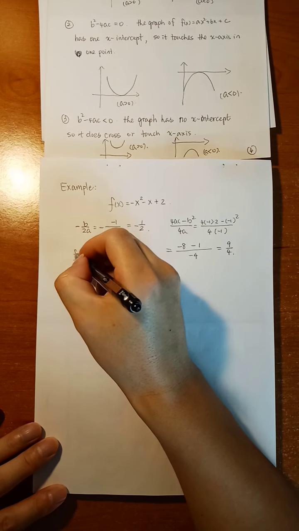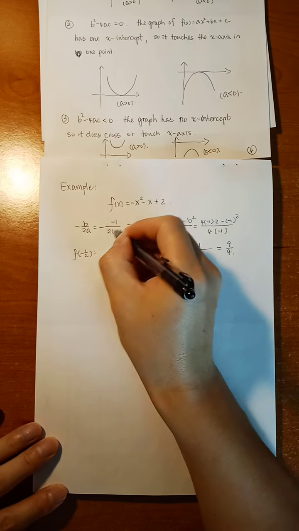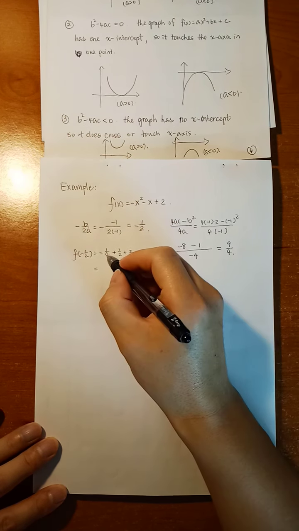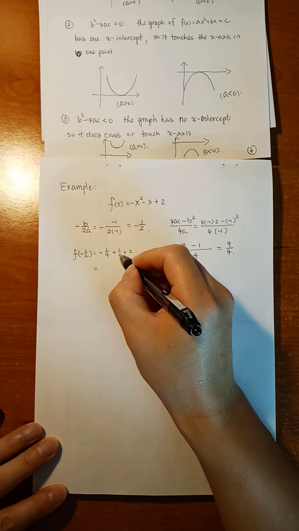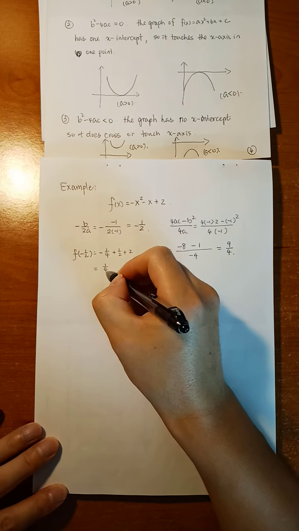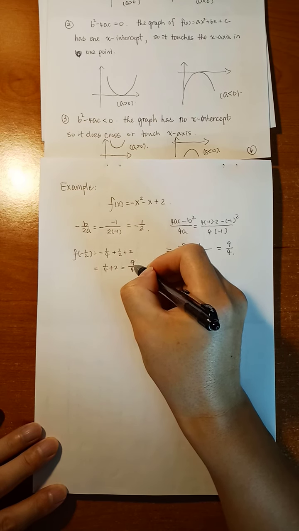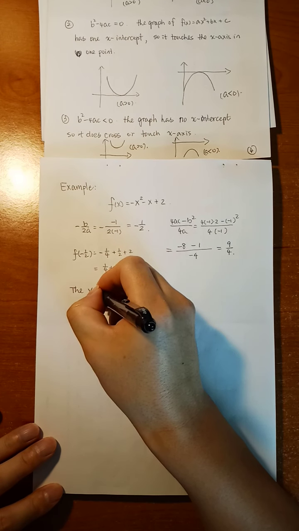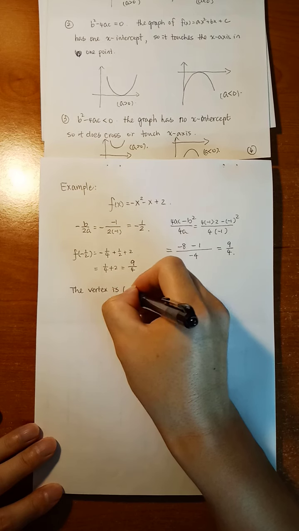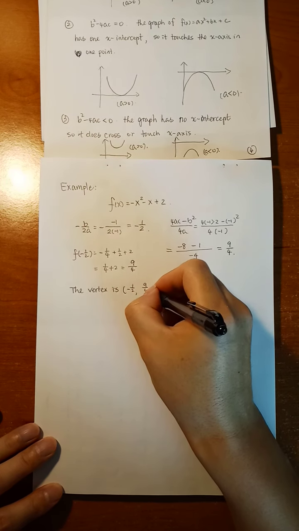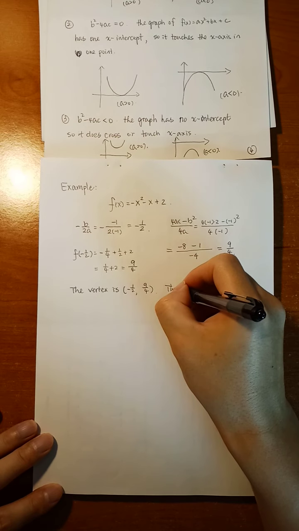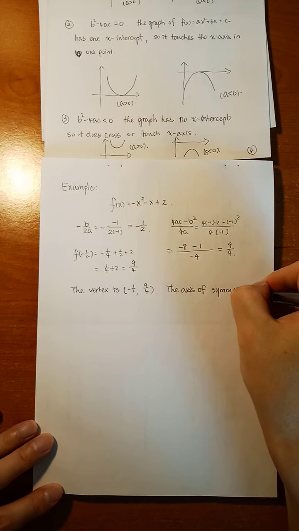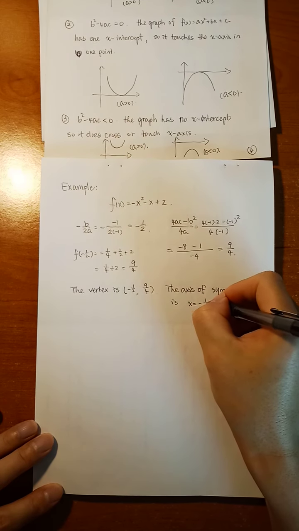Let's try the other way. So f of negative 1/2 is negative 1 over 4 plus 1/2 plus 2. So negative 1 over 4 plus 1/2 is positive 1 over 4. 1 over 4 plus 2 is 9 over 4. Okay, that's correct. So the vertex is negative 1/2, 9 over 4. That's the vertex. The axis of symmetry is x equal to negative 1/2.